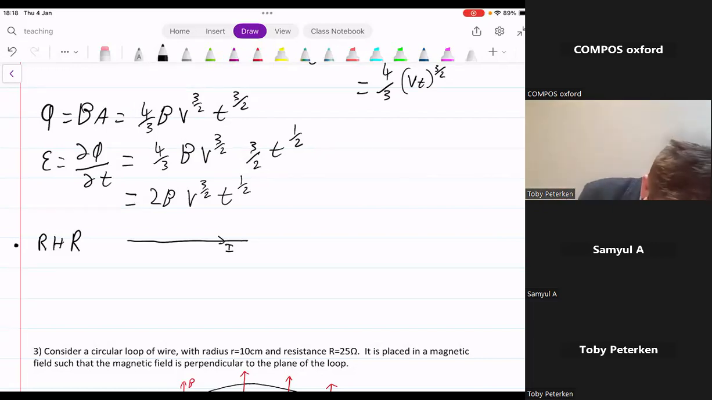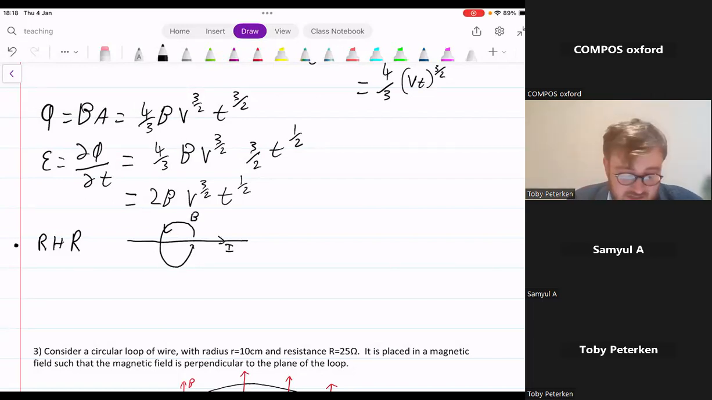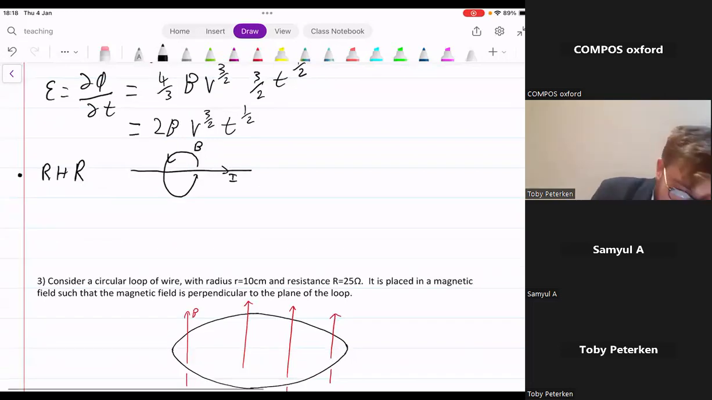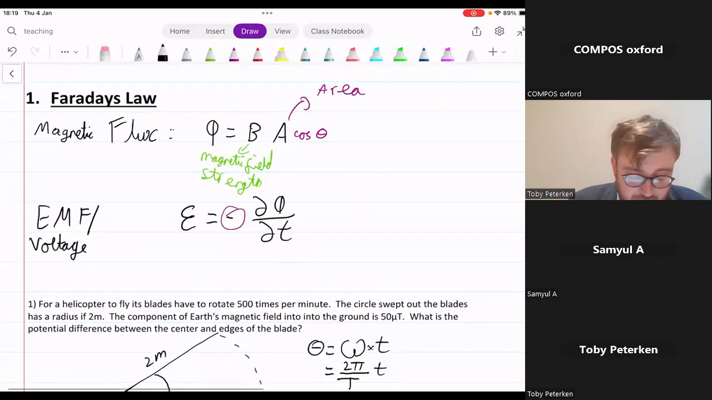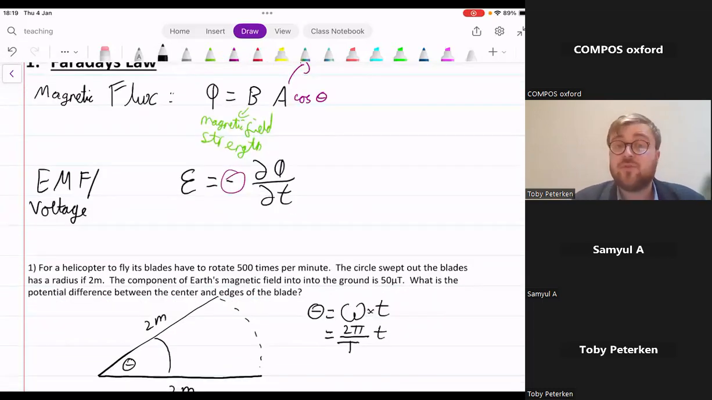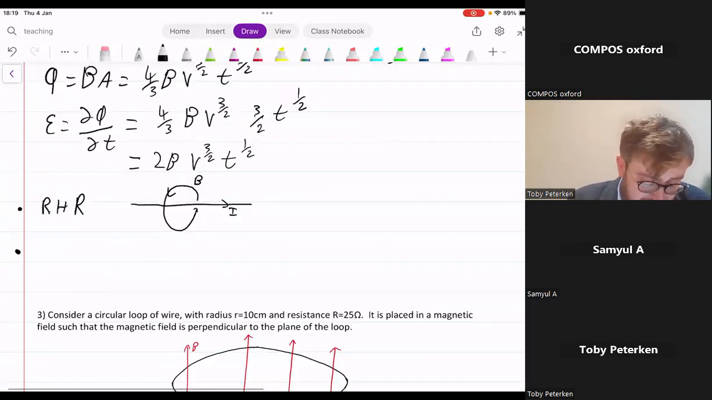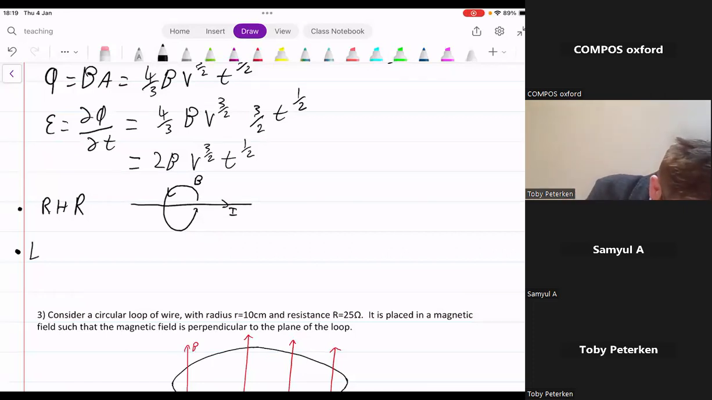So in this case, it's like this. So this is the magnetic field. And now this is where the minus sign in the electromotive force comes in. So when we have an electromotive force through a wire, this creates a current. And the direction of that current is important. So this is called Lenz's law.